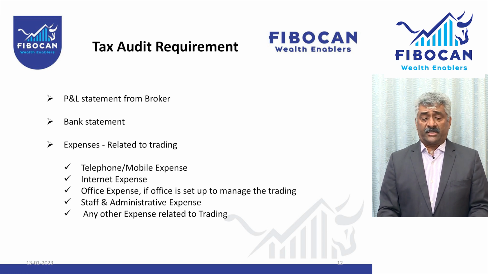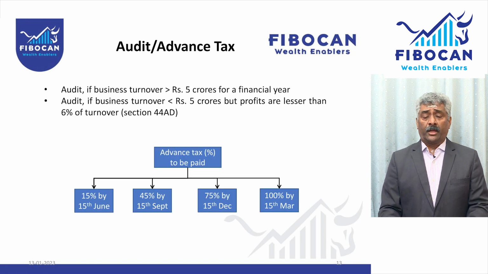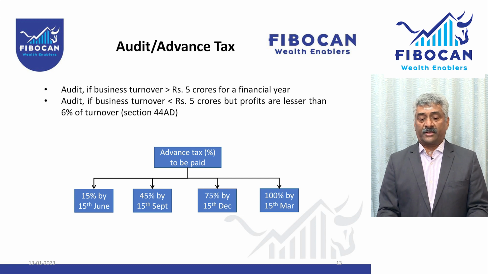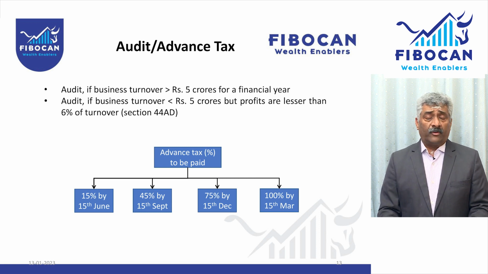And audit and advance tax, as I said: audit is applicable if business turnover is greater than 5 crores for a financial year. Also it is applicable if it is less than 5 crores but profits are lesser than 6% of turnover under presumptive tax. Section 44AD is presumptive tax. So advance tax, one has to pay tax and definitely one has to pay advance tax. I am sorry to state many of the traders are not aware. So 15% by June 15th, 45% by September 15th, 75% by December 15th, 100% by March 15th.